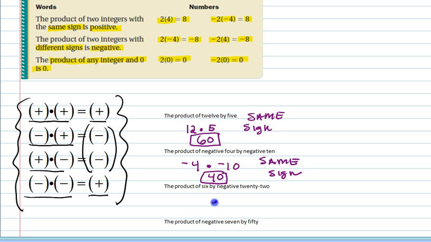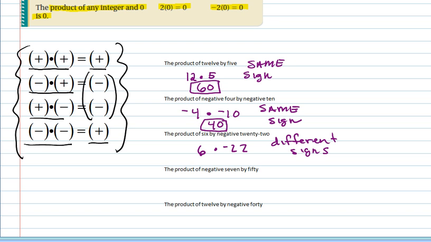Here's another example. The product of 6 by negative 22. Now here I have different signs. Go ahead and do your multiplication, which 6 times 22 is 132. We go back and look at the signs. Because one's negative and one's positive, my product needs to be negative. And that would be this rule here.